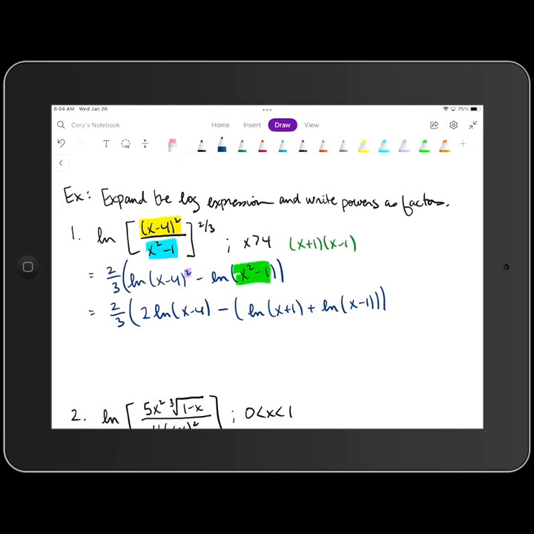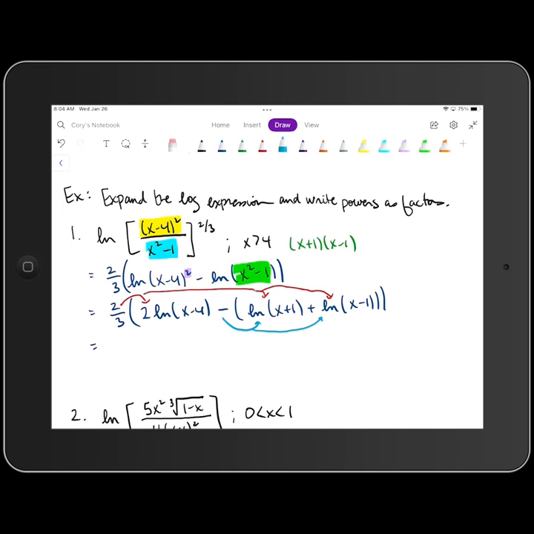Okay, so just to finish this off, I have to do two things to simplify. Number one, I have to distribute 2/3 across everything. So I'm going to take this 2/3 and distribute it across this, and across this. And then I also have to take this minus sign and distribute the negative across these terms as well.